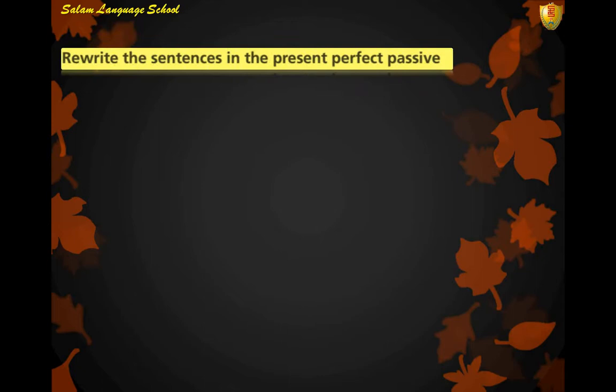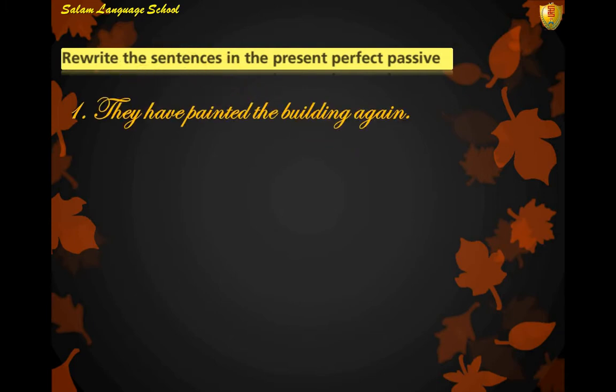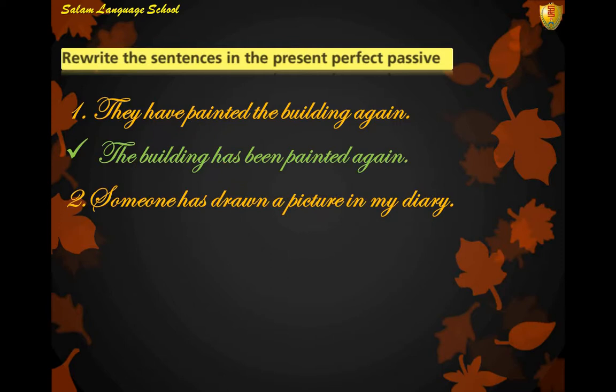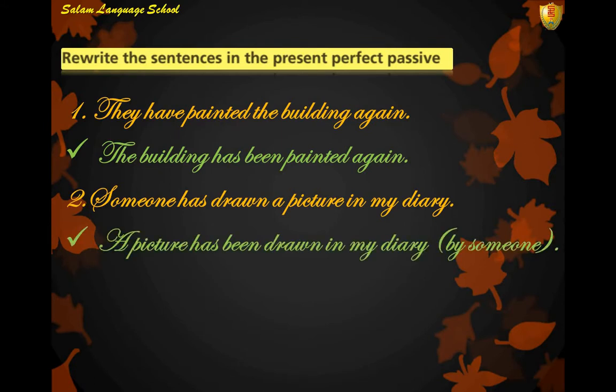Now let's check this exercise here. I want you to rewrite the sentences in the present perfect passive. The first sentence here, they have painted the building again. So the answer here, the building has been painted again. Number 2, someone has drawn a picture in my diary. The answer, a picture has been drawn in my diary by someone, in brackets. As I told you, if you won't use it, it's okay.